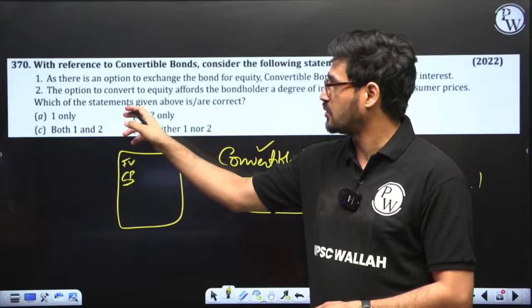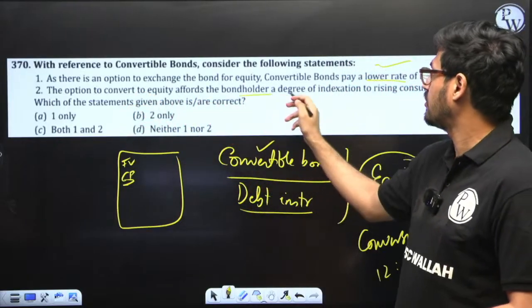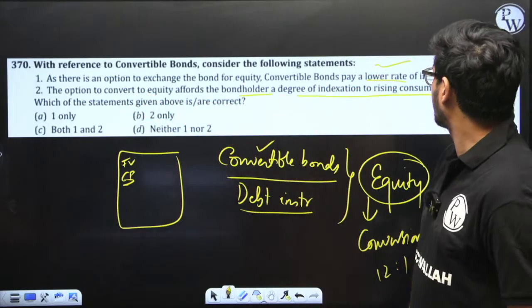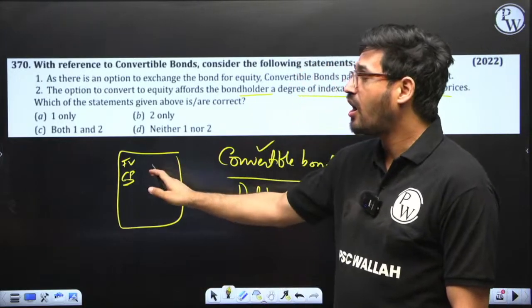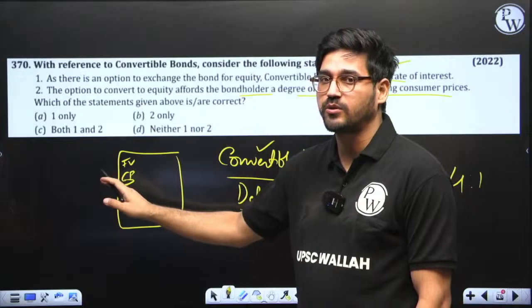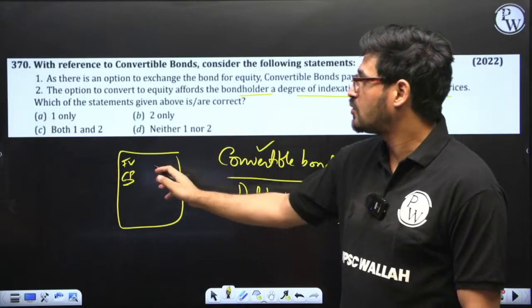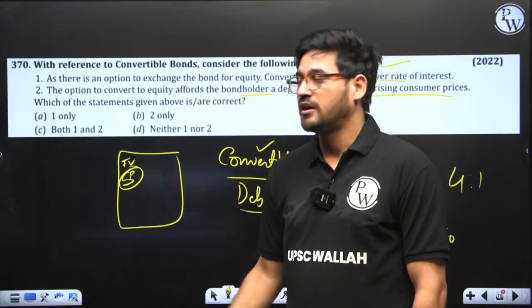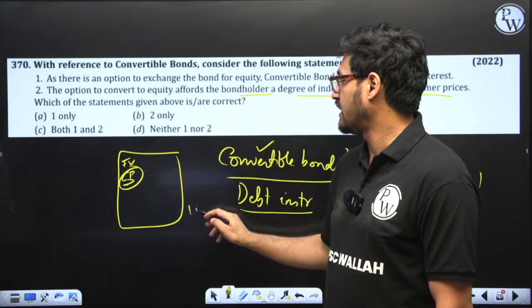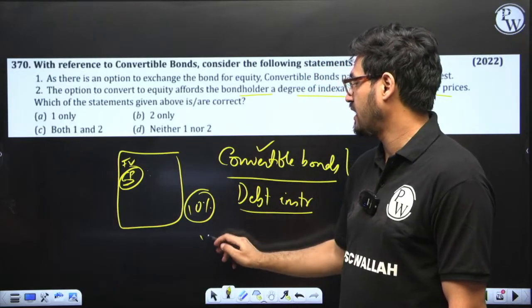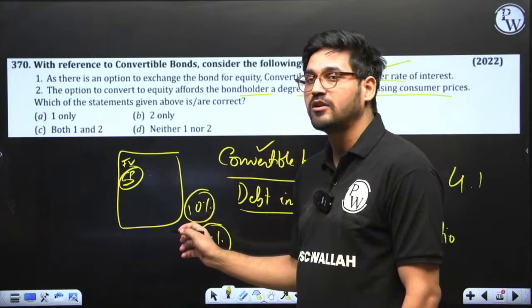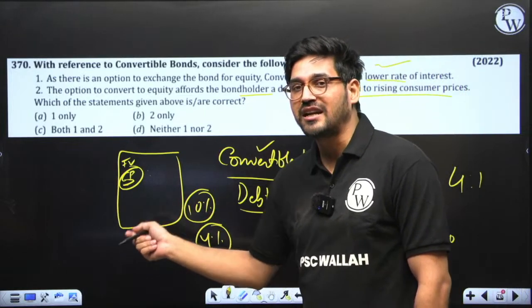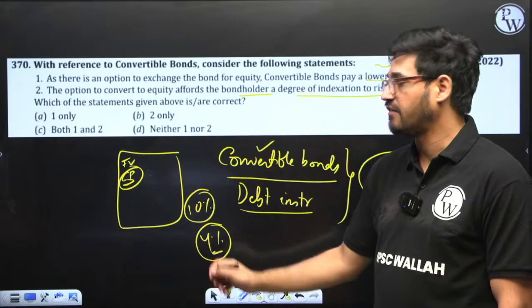Second is the option to convert to equity affords the bondholder a degree of indexation to rising consumer prices. Yes, because if you did not have the option to convert it into equity, that means your coupon payments could be fixed. Now, if your coupon payments are giving you a yield of, let's say, 10%, while inflation is that of 4%, that means in reality, you're not getting 10%, you're getting less than 10% because of inflation.